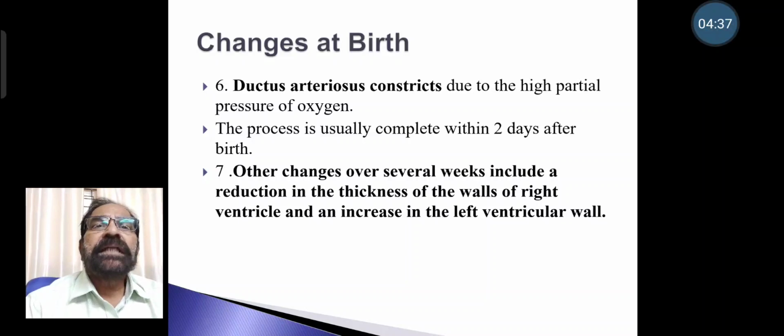Then sixth one, ductus arteriosus constricts due to high partial pressure of oxygen. This process is usually complete within 2 days after the birth. The seventh one, the other changes over several weeks include reduction in the thickness of the wall of the right ventricle and increase in the left ventricular wall.